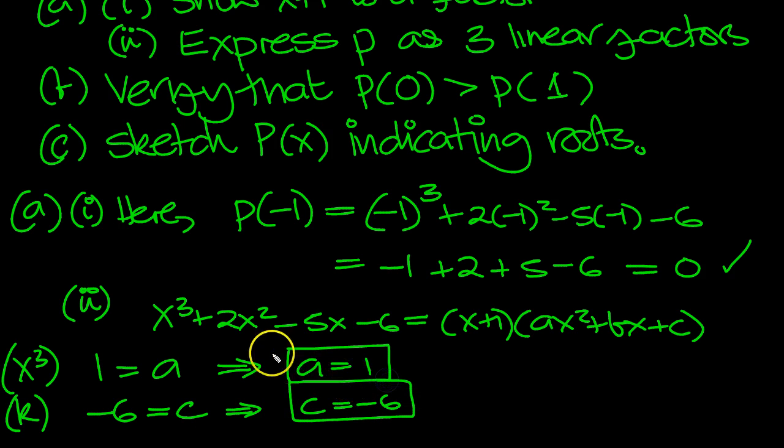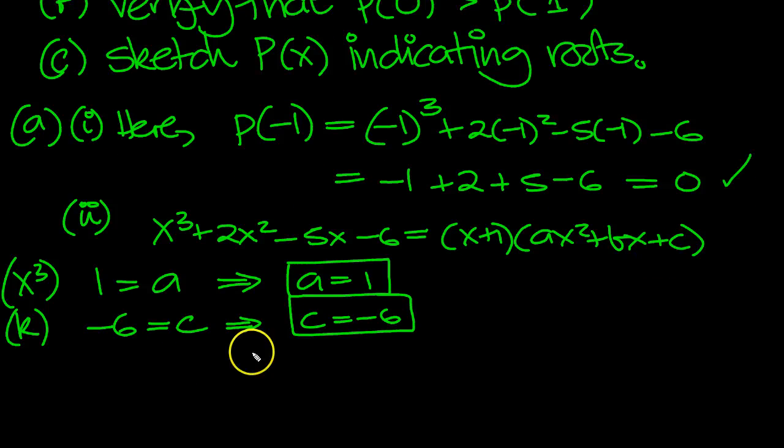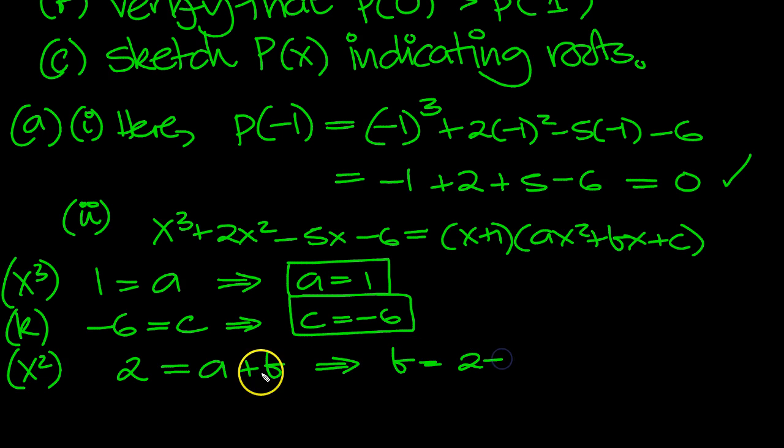It just remains to get b. We can get it from the x squareds or the x's, can't we? Should we do the x squareds? Yeah, let's do the x squareds because a is 1, and that's easier. So equate x squareds. So on this side there's 2. On the other side, the x squareds arise from the 1 times a, which is a, and then the x times b, which is bx squared. So there's a b there. So b is equal to 2 minus a, which is 1. B equals 1.